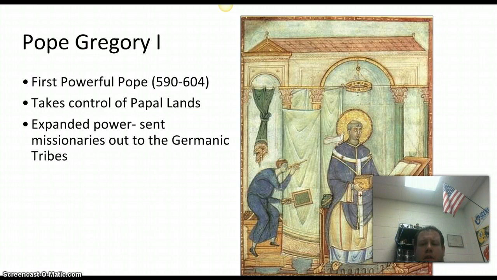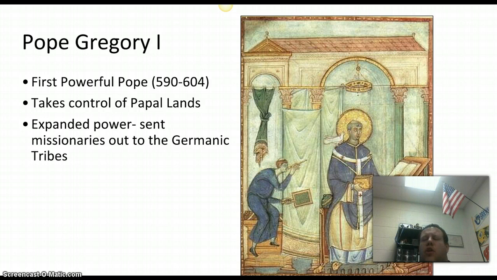The Pope obviously is a very, very powerful person at this time. In fact, a lot of times the Pope is a higher rank than a lot of the kings. A lot of the kings actually follow the Pope. One example here is Pope Gregory I. He was Pope from 590 to 604 A.D., and what he really did is take control of papal lands. He took control of Rome and said, okay, here's Rome, here's the Vatican, this is our piece of land, this is what we're going to use. And he really expanded power and tried to make more of Europe Christian.